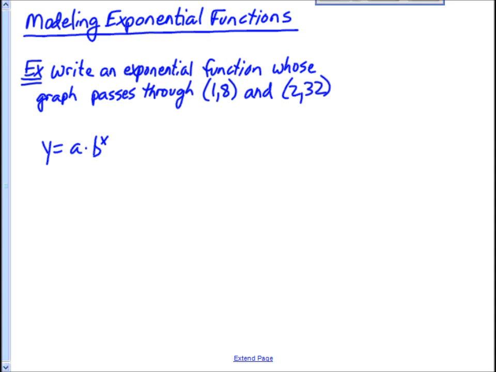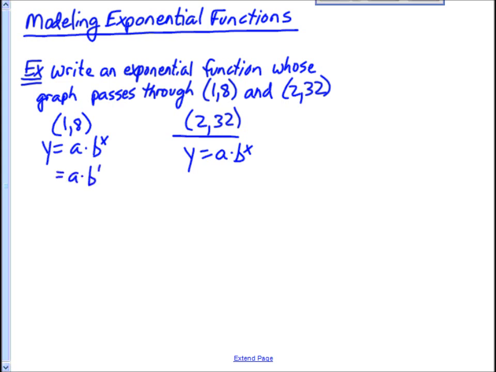That's going to be our first step here: use the 2 points to write a couple of different equations. Let's plug the 1 in for x. 8 times b to the 1. Our y is 8 here. Plug in 2 and 32 over here. Okay, so now you got two equations, and you still have these a and b that we're looking for. Two equations, two unknowns, so very solvable.